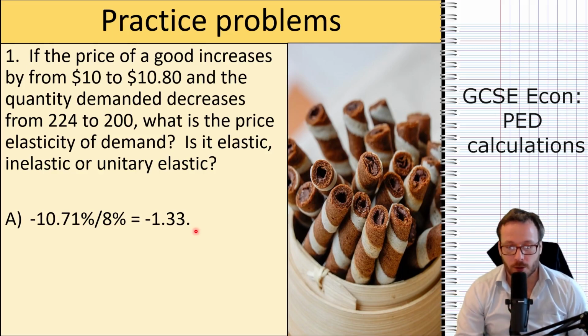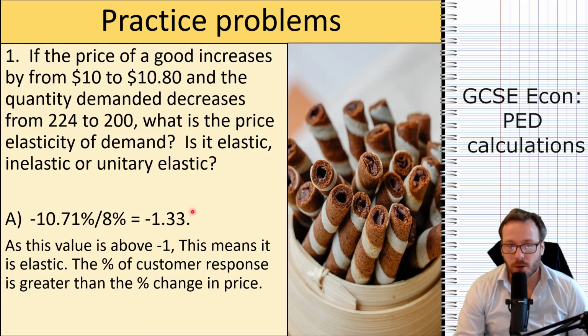So this value is above 1. So this value is above -1, okay? This means it is elastic. The percentage change in consumer response is greater than the percentage change in price. So knowing that it's elastic, they should be able to manipulate this to make money. Maybe they can lower their price.